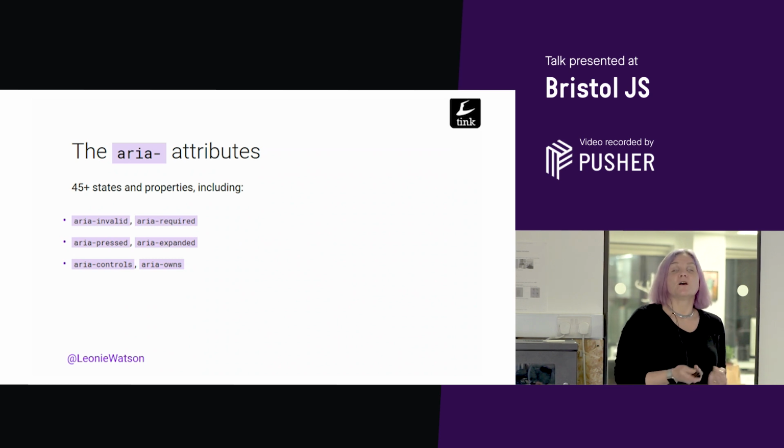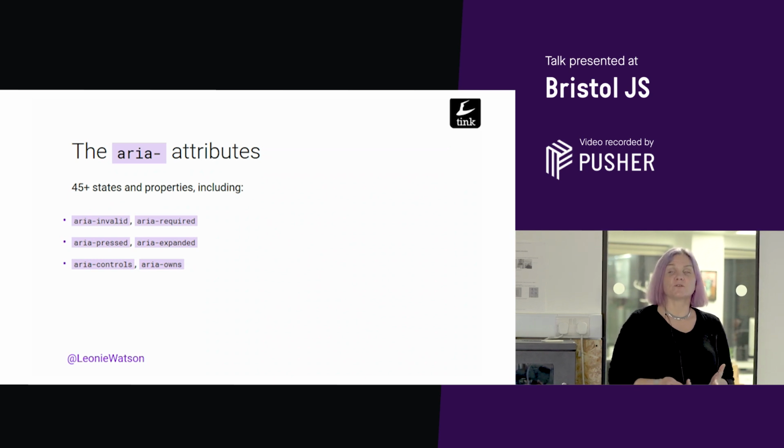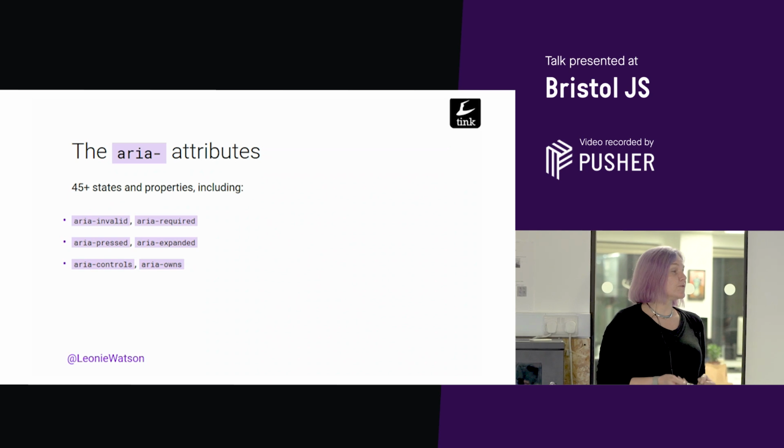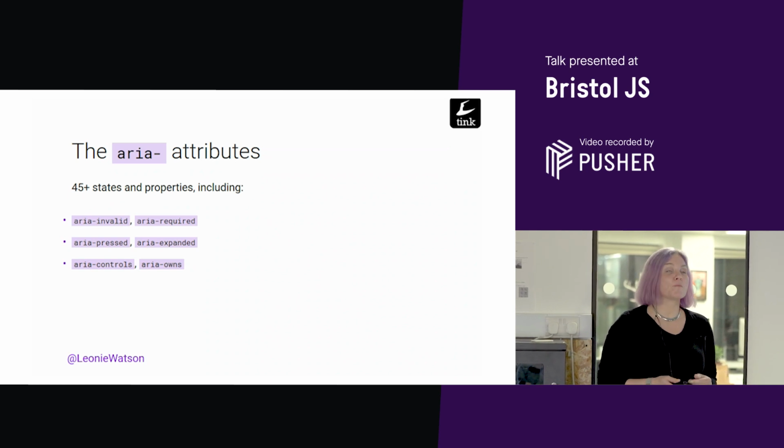There are also 45 odd ARIA prefixed attributes, and these are the things that let us add in missing information about the state or other characteristics of whatever it is we're creating. So aria-invalid if something's in an invalid state, aria-required if it's needed, for example if you're building forms, aria-pressed to show that something is on or off, aria-expanded to show it's expanded or collapsed, like you might find in a disclosure widget. Lots of these that can be used to convey different sorts of information about the state or other properties of an element.